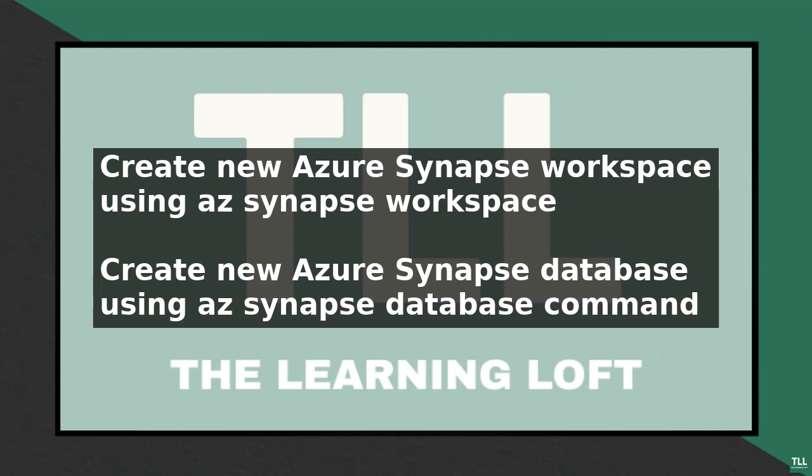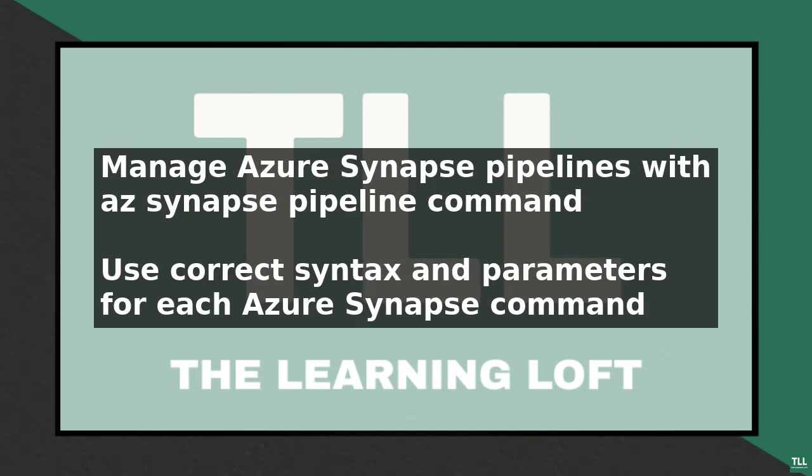Best practices for using the Azure Synapse CLI include using the correct syntax and parameters for each command. You can find the correct syntax and parameters by running the command az synapse help. It is also a good idea to test your commands in a development environment before running them in production.